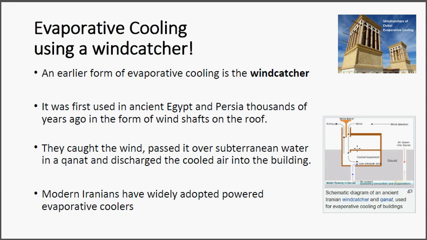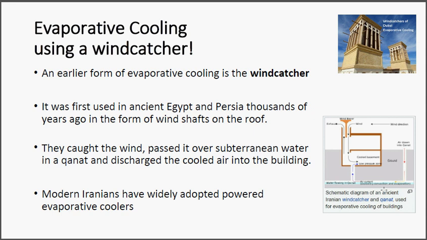And it's an earlier form of evaporative cooling. It was first used in ancient Egypt and Persia. So Persia is Iran today. Thousands of years ago, in the form of wind shafts on the roof. They caught the wind, passed it over subterranean water in a qanat, so the qanat is the little water thing down here, and discharged the cooled air into the building. Modern Iranians have widely adopted powered evaporative coolers. Again, if they are powered, you can use them all the time. You don't have to wait for the wind.